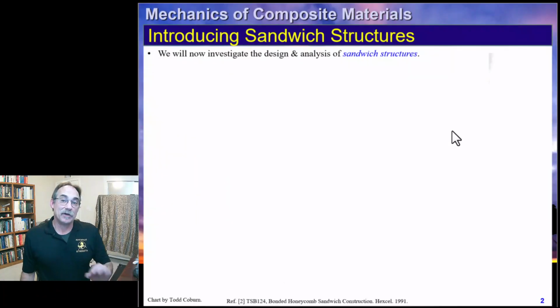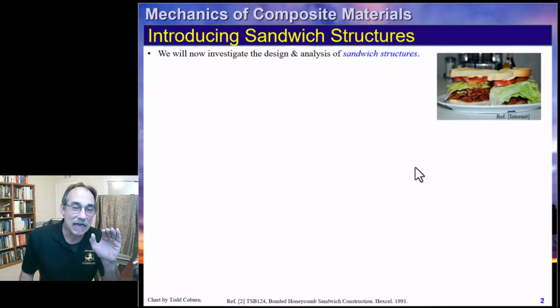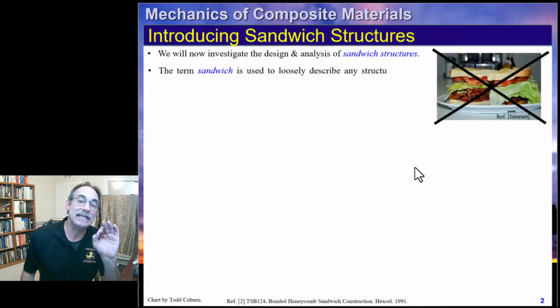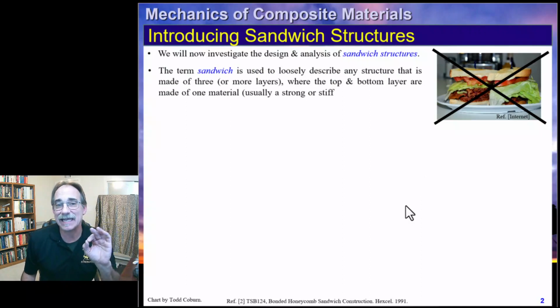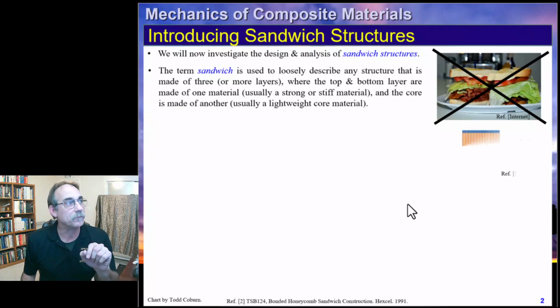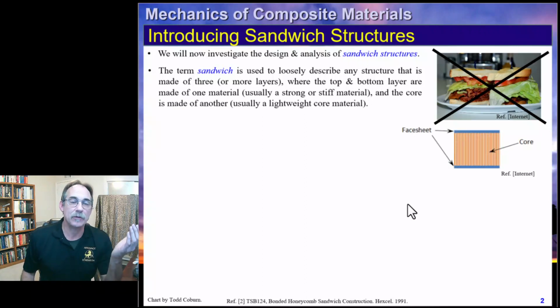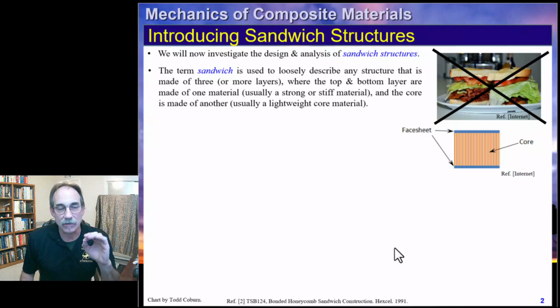Whenever I think of a sandwich, I think of one of these puppies, but we're actually not talking about that kind of sandwich. We're talking about a different kind of sandwich, which is maybe less tasty, but just as useful. We're going to loosely use this term sandwich to talk about any kind of structure where we have three or more materials. Usually we have a very dense, strong, stiff material, and those are going to be our face sheets. And in between, we're not looking to put something in there that's weaker, but something that's lighter. Lighter materials will typically be less dense and have less stiffness and strength.